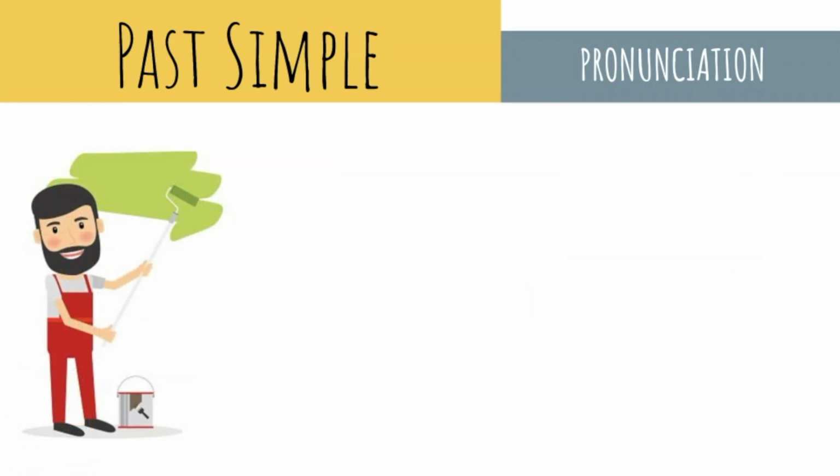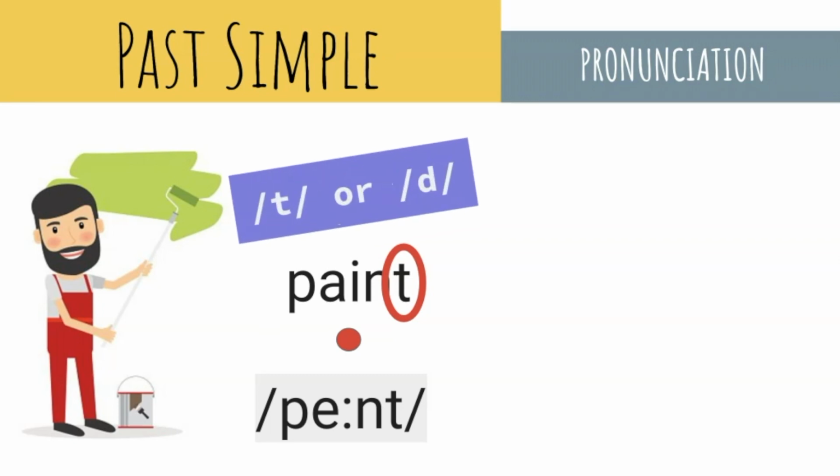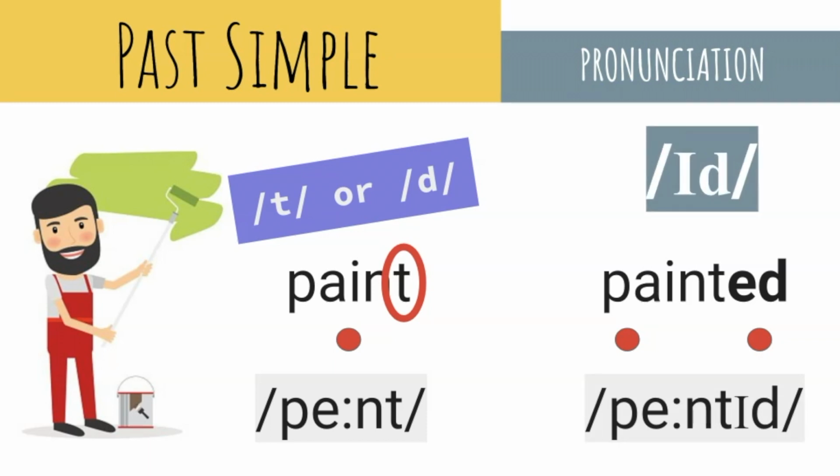Let's look at this example in a little more detail. Paint. One syllable, paint. It ends in a t. Since the verb ends in a t or a d, we will pronounce ed as id. Painted. Notice how adding the id ending makes an extra syllable. We go from paint, one syllable, to painted, two syllables.